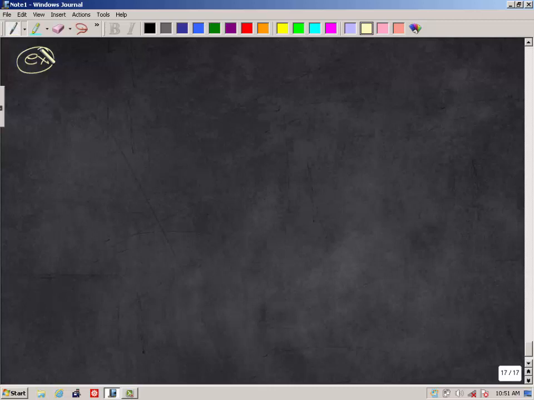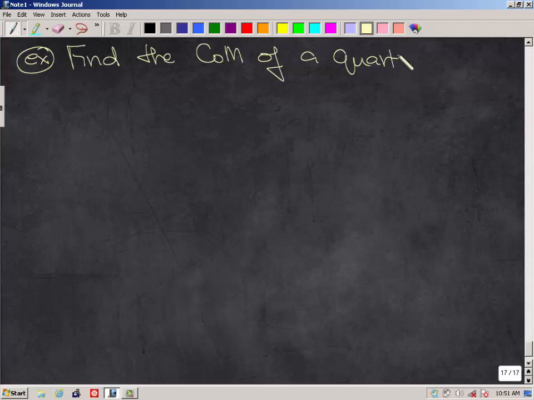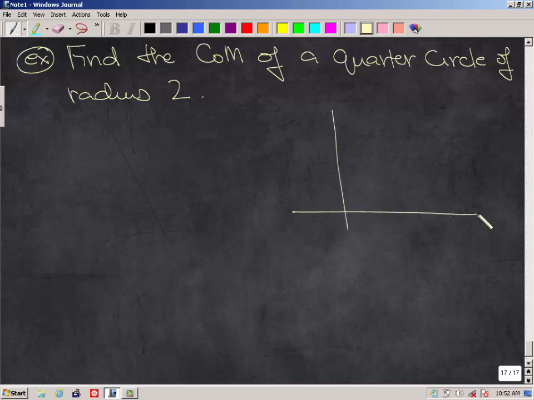So let's say I want to find the center of mass of a quarter circle of radius, let's do 2. Okay, so let's draw the picture. So we have a circle like this. This is 2, this is 2. We're only looking at the quarter circle here.